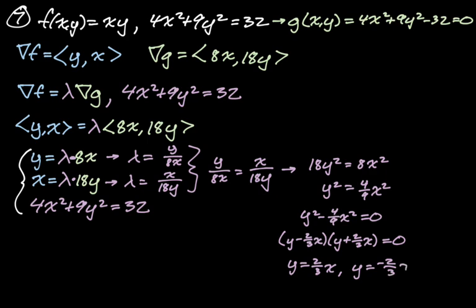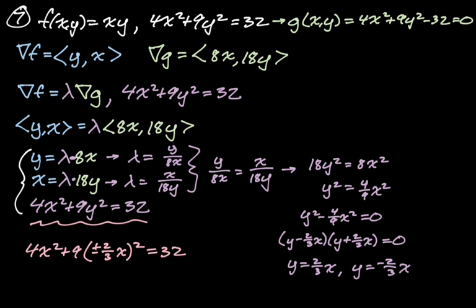I mean, sure. But couldn't I have just taken y squared is 4/9 x squared and subbed it into the constraint? I think I could have. I'm effectively about to do that. All right, we're subbing in here. 4x squared plus 9 times either plus or minus 2/3 x, and we're squaring it, which again is just 4/9 x squared, is 32. So this, when we clean it up, will ultimately give us 8x squared is 32. So x squared is 4, which means x is plus or minus 2.